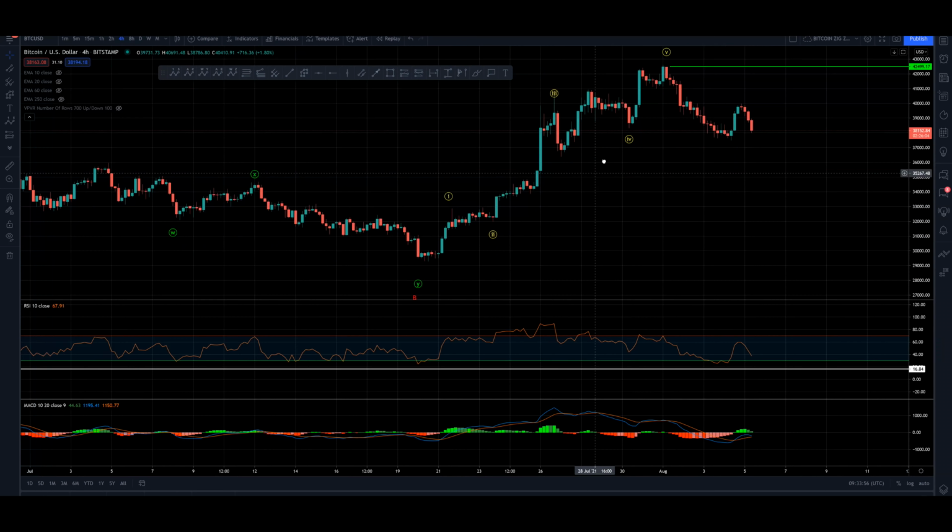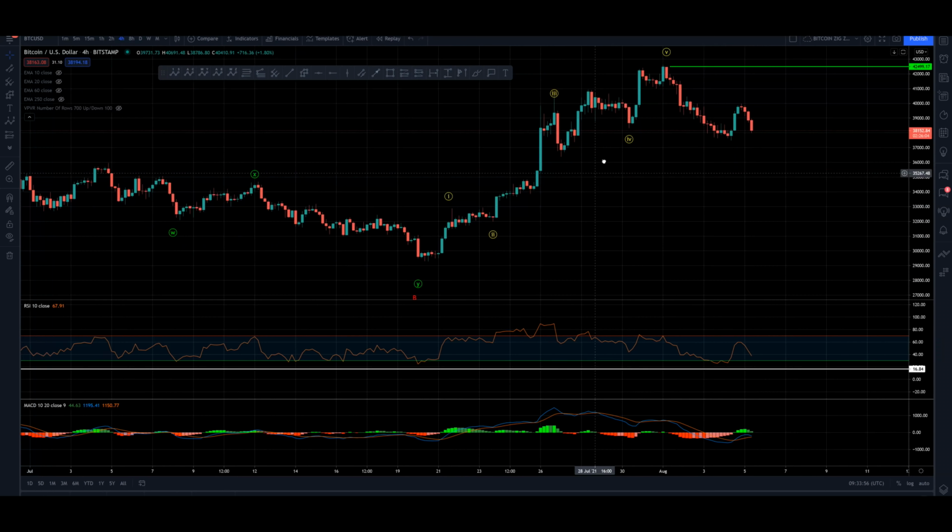So if we take a measure of the length of A here and project it from the B, we find that we get the 161.8 extension of the A here, which overlaps perfectly, well, almost to the tick, with the 38.2, which is the green line here. So there's double resistance up here. So we've done 3, 3, 5. So I think we've turned and we're now heading lower. That's my suspicion. For as long as this level at the 38.2 holds, 42,582, with the 2 extensions we've got up here, I suspect that this is a 3, 3, 5 completed and we're heading lower.